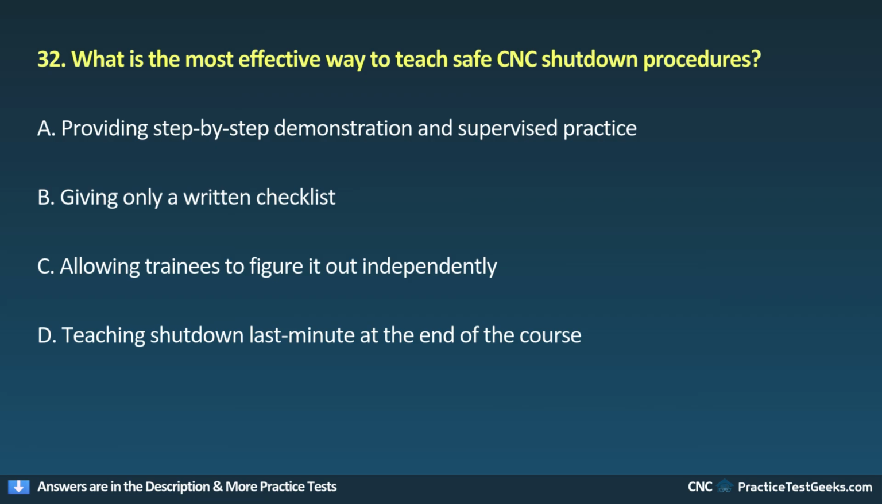32. What is the most effective way to teach safe CNC shutdown procedures? A. Providing step-by-step demonstration and supervised practice. B. Giving only a written checklist. C. Allowing trainees to figure it out independently. D. Teaching shutdown last minute at the end of the course.